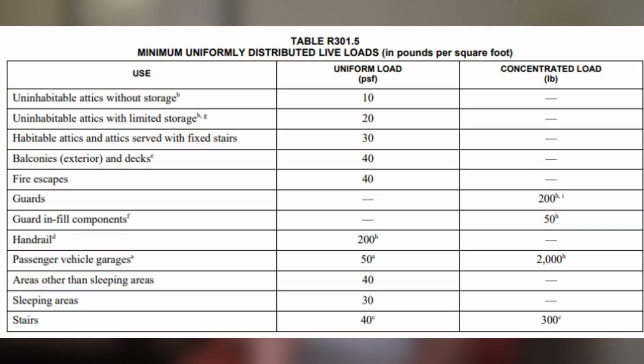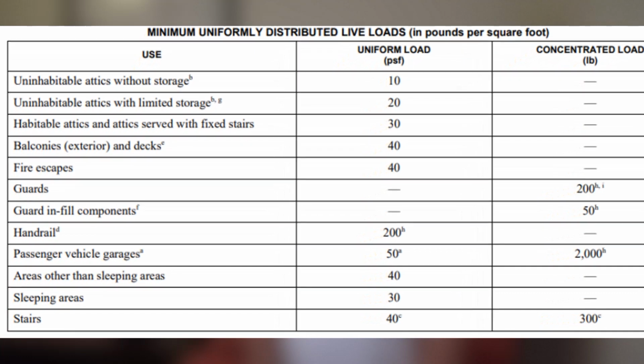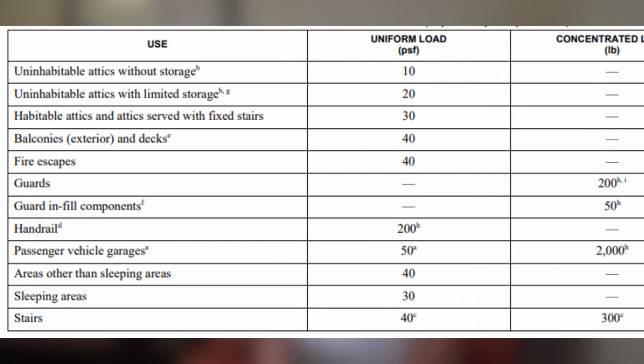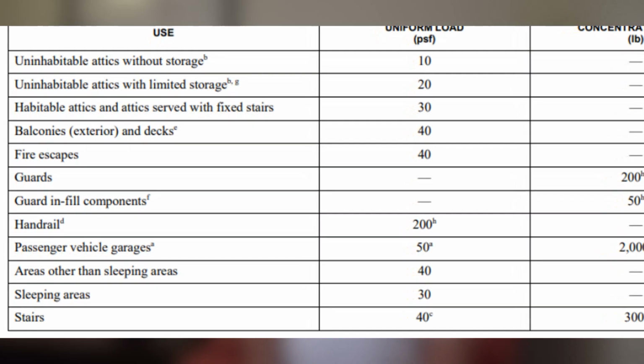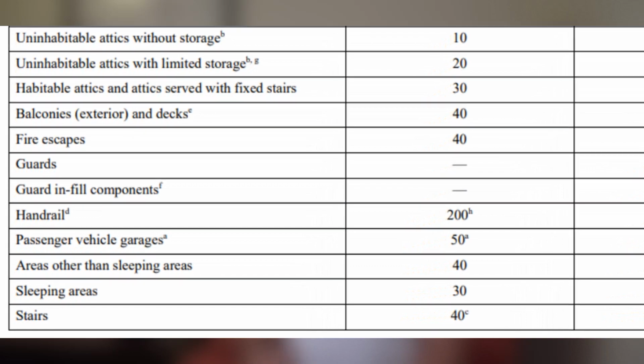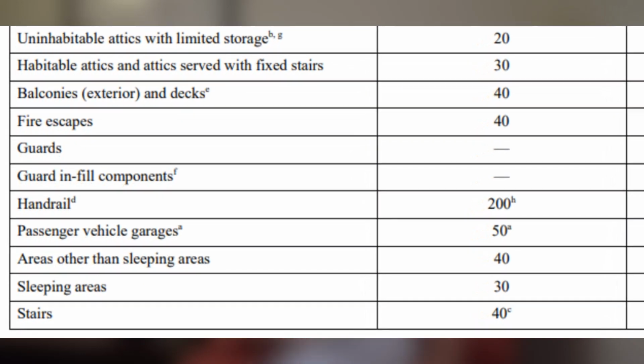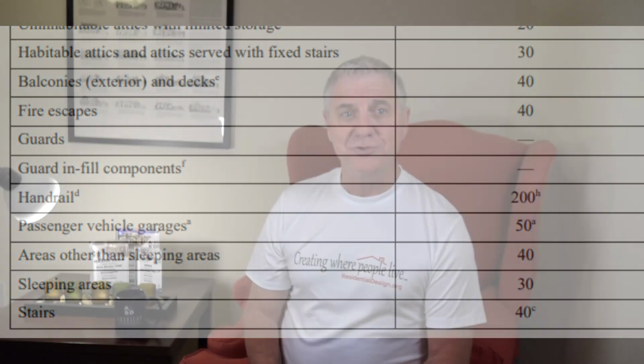Why is this important? Because the occupancy of a building determines the types of live loads to include in the calculations when designing the structural elements. Here's Table R301.5, also found in the IRC. It requires that floor assemblies in a bedroom be designed to carry at least 30 pounds per square foot of live load. All other floor areas, like great rooms, must be 40 pounds per square foot. And there's no requirements for concentrated loads.